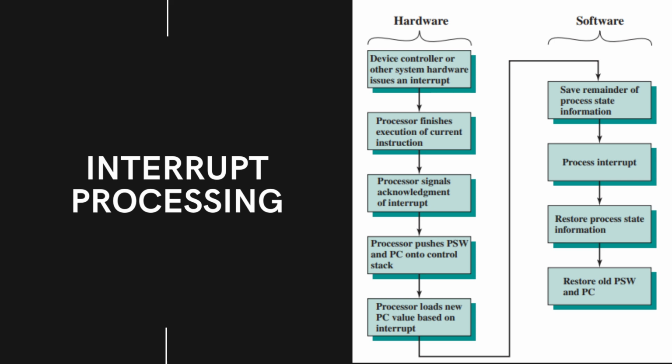It saves the content of all the registers from the control stack into memory. Then finds out the cause of interrupt or interrupt type and invokes the appropriate routine. Then restores the saved registers from the stack, and then restores the PC to dispatch the original process.